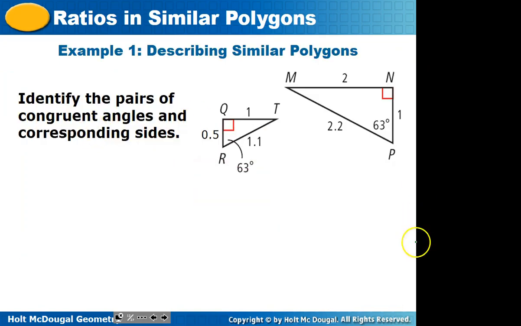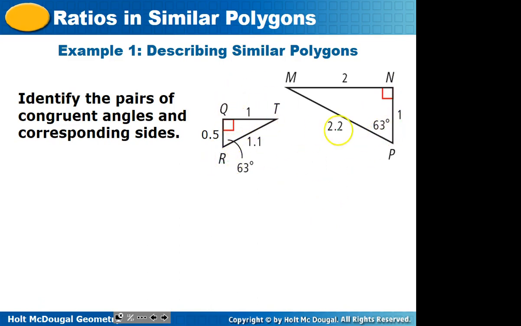All right, let's go on to describing these polygons. What we're looking for in these images first is to see if all the angles are congruent, because that's our first condition. We should notice up here that Q is congruent with N because they're both right angles. We should also notice that R is congruent to P.